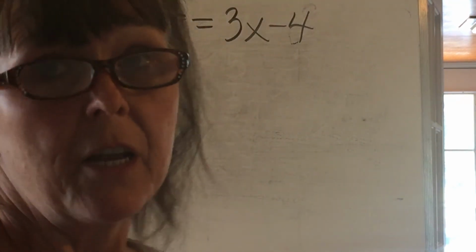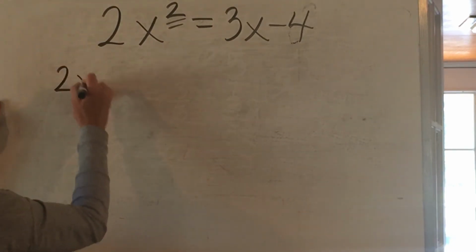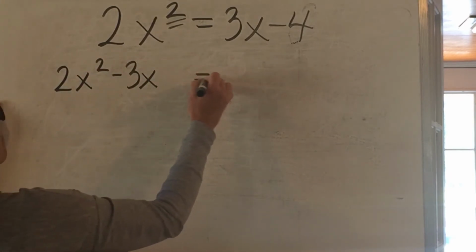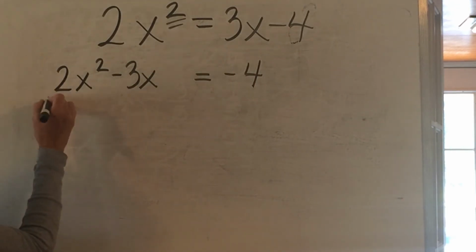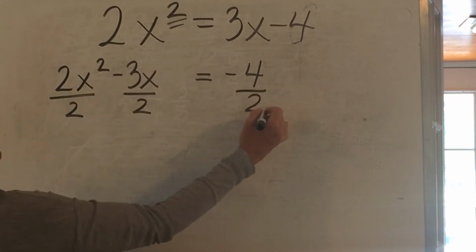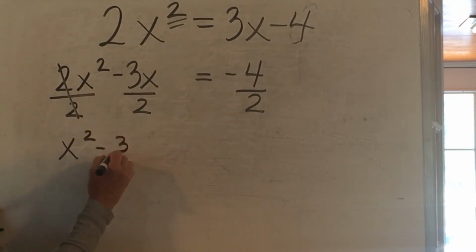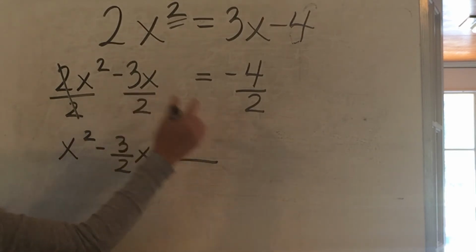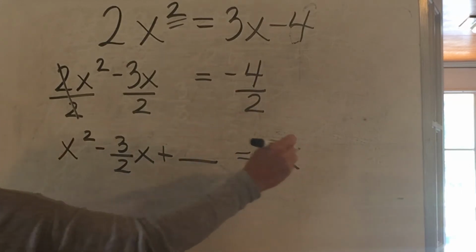Complete the square. So the first thing I'm going to do is put my x's to the left, and then I'm going to leave my -4 over, and then I'm going to make sure I have an invisible 1 here. So I'm going to divide everything by 2. And again, today's lesson is different because you have a fraction there. This actually divides out evenly.